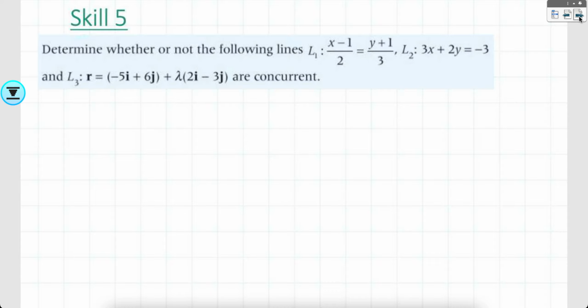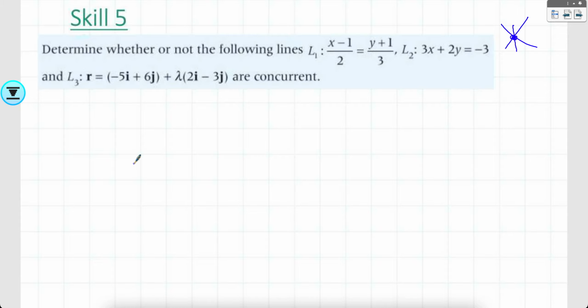Next we have whether or not these lines are concurrent. Concurrent means that they intersect at one point. So you have all three lines, and do they all meet at one single point? Well, let's start by taking 2 lines at a time. We won't be dealing with 3 lines at a time. Take 2 lines, find their point of intersection, and then decide if it fits with the third line.